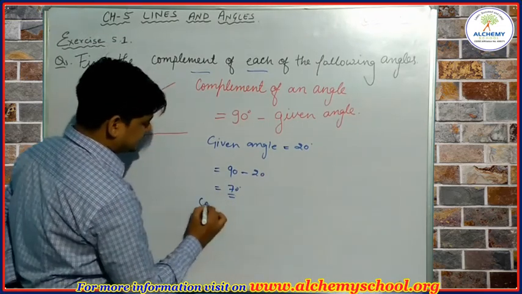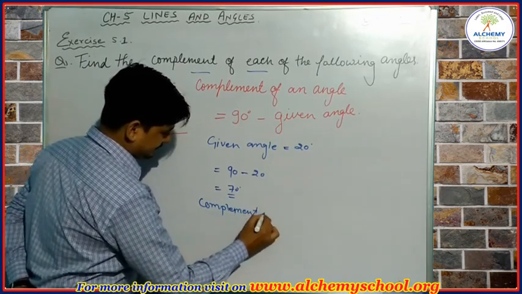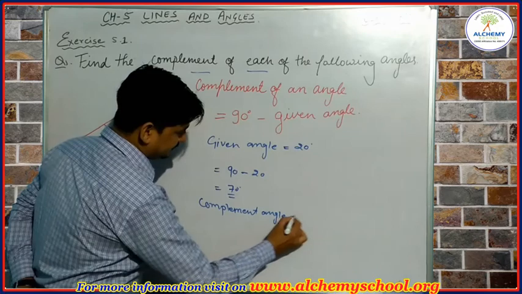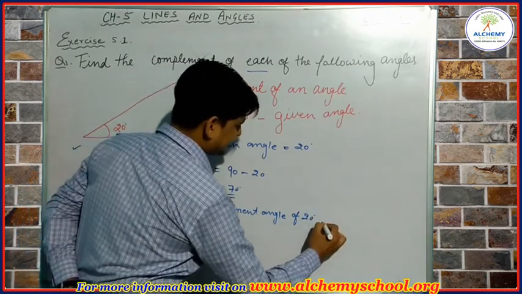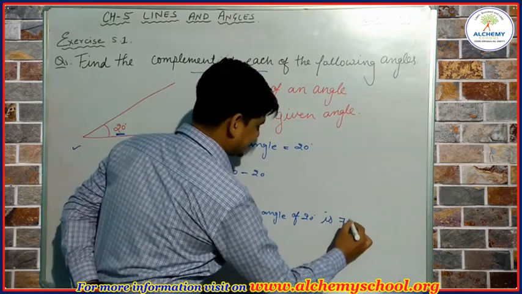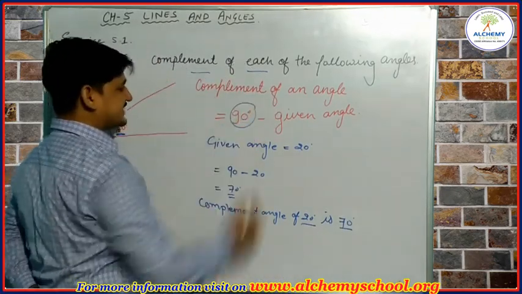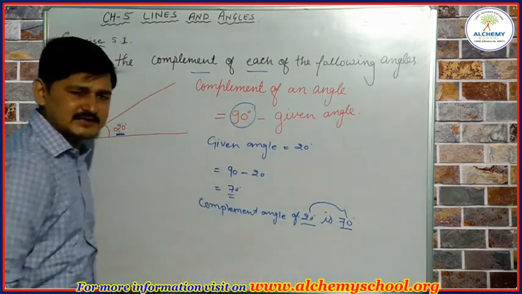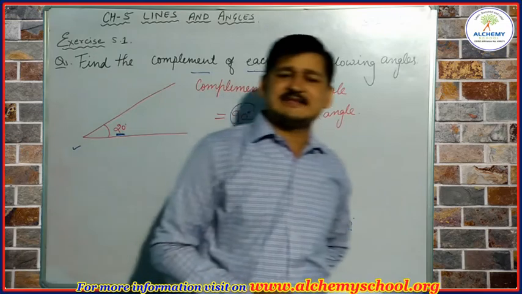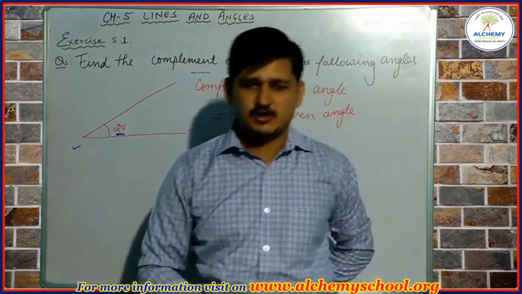So the complement angle of 20 degrees is 70 degrees. When we add the two angles, we get 90 degrees. That's why these two angles are complementary angles. You can apply the same formula and find the remaining questions by yourself.